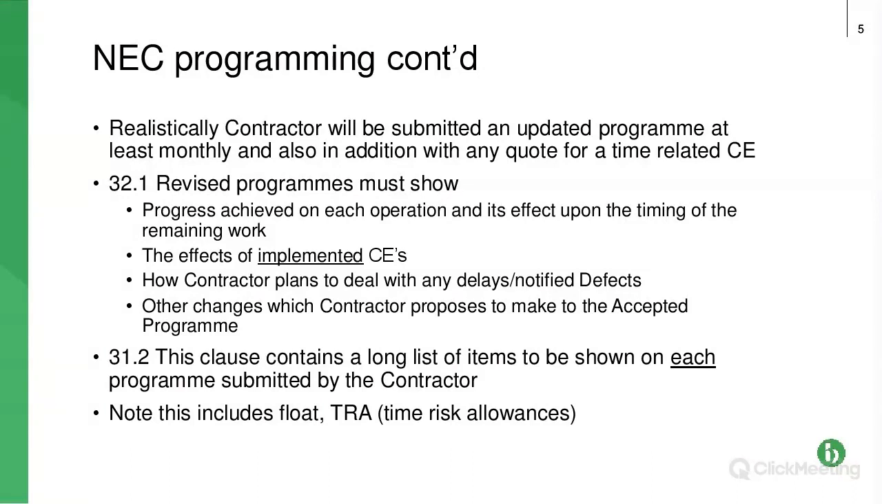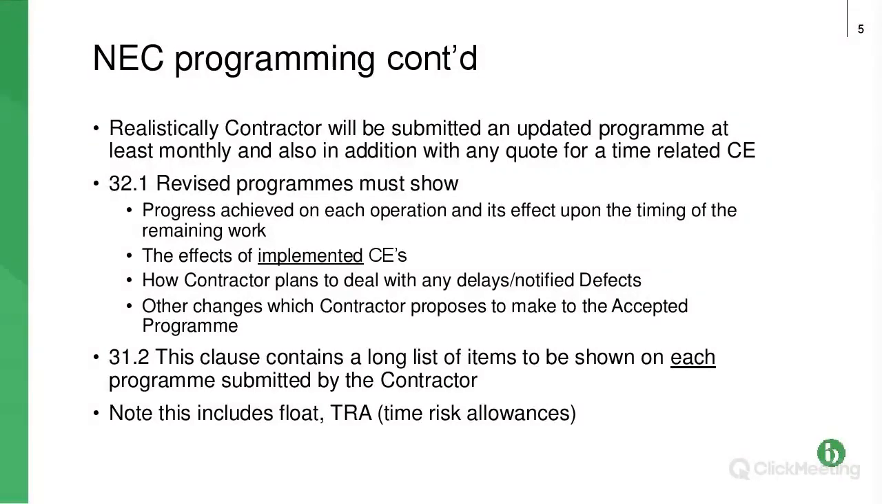It also needs to include float and TRA, which is time risk allowances. Time risk allowances are effectively contractor float. So again, programmers, you need to be careful to call it time risk allowances, because generally, not always, but generally, float belongs to the project, and the time risk allowances belong to the contractor.